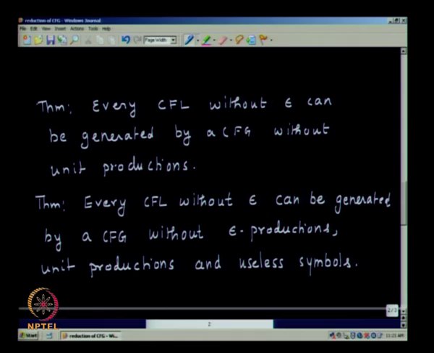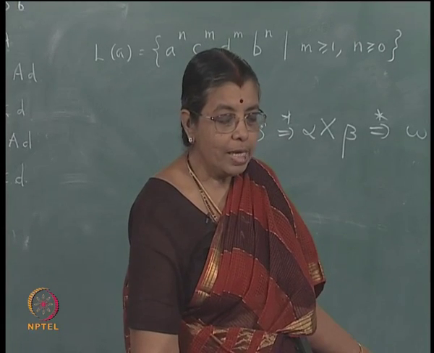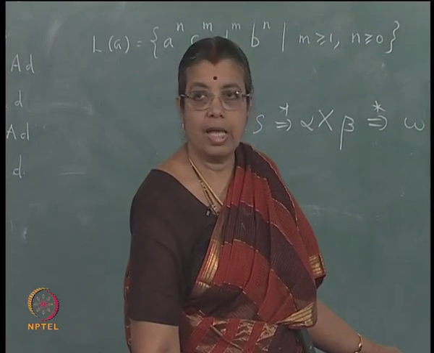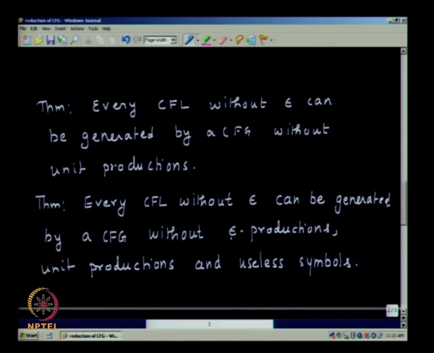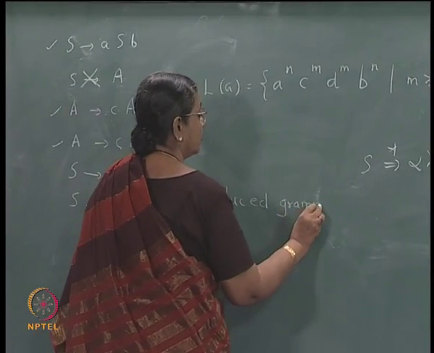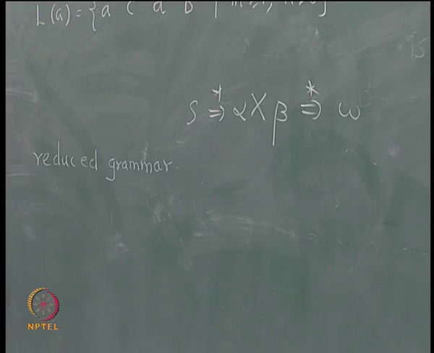Because when you remove the epsilon productions, you may introduce unit productions. So, first remove the epsilon productions, after removing them remove the unit productions, then after doing this remove the useless symbols. Use lemma 1 and lemma 2 in that order. Ultimately you will end up with a grammar which does not have epsilon productions, unit productions and useless symbols. Such a grammar is called a reduced grammar. So, we are interested in finding the reduced grammar for a language.